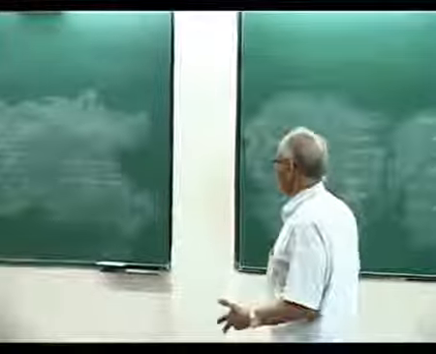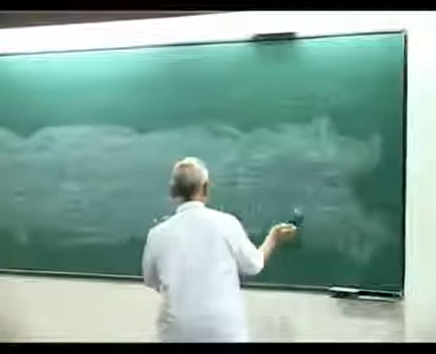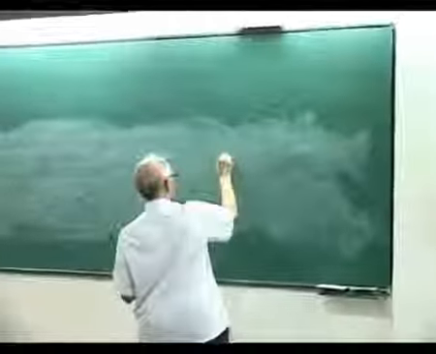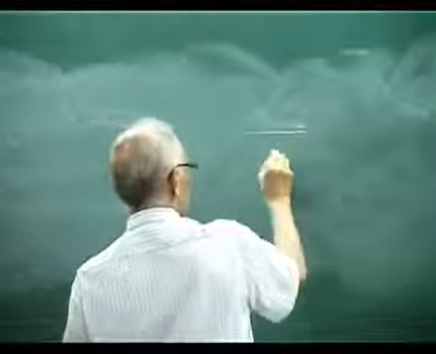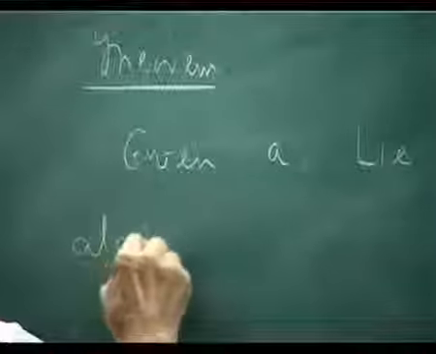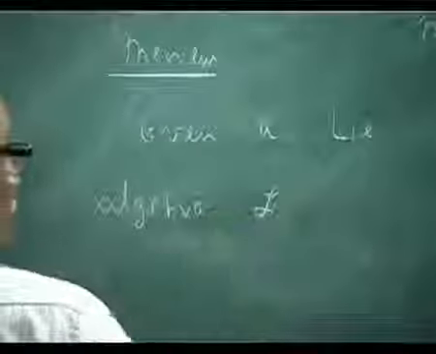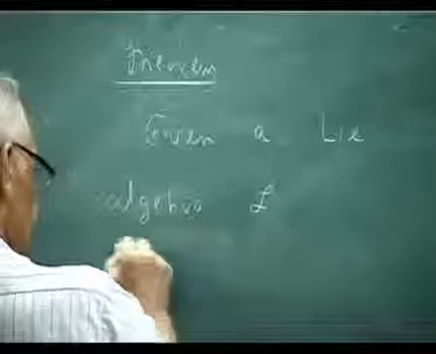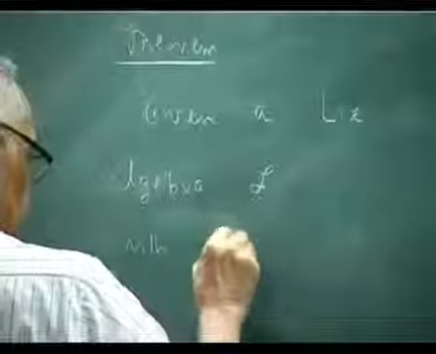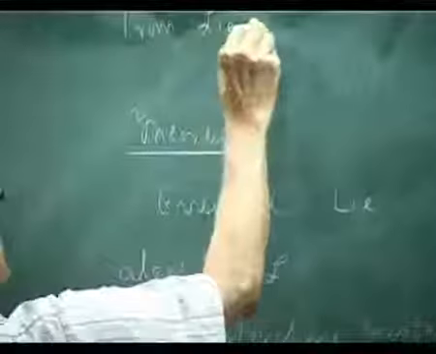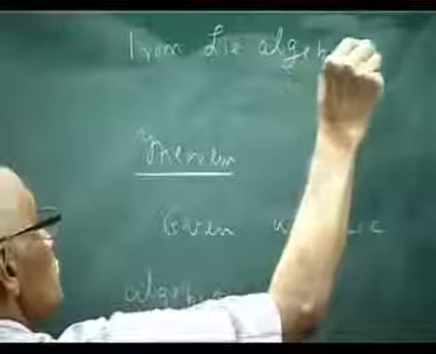Now I should look at more examples. But let me see. If you like, a theorem: given a Lie algebra L with structure constants C, I should write here, from Lie algebra to Lie groups.